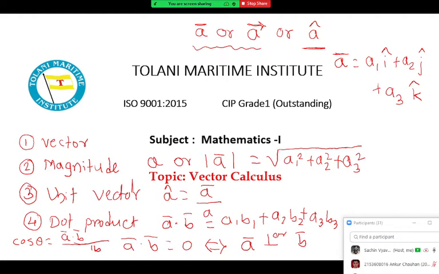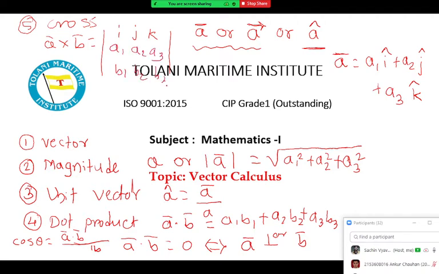The last definition you should know is the cross product. Again, in the cross product, we require the component definition. A cross B is given as a determinant whose first row is the unit vectors i, j, k. The second row is the components of A bar, and the third row is the components of B bar. So this way we calculate the cross product, and remember the definition.